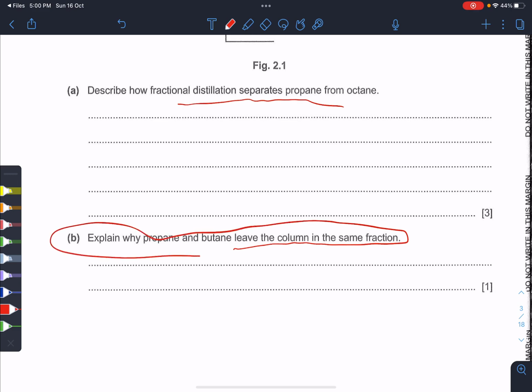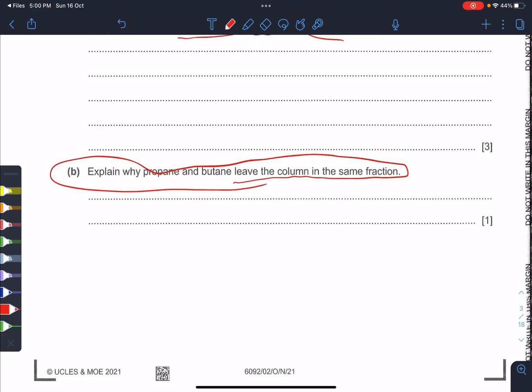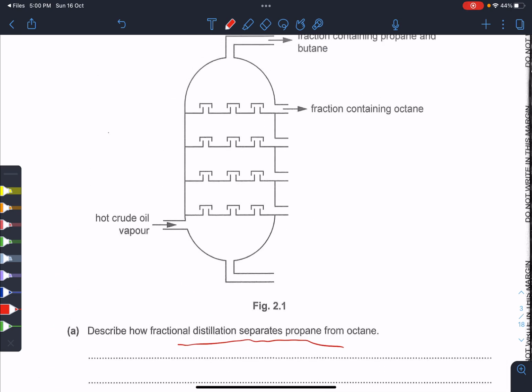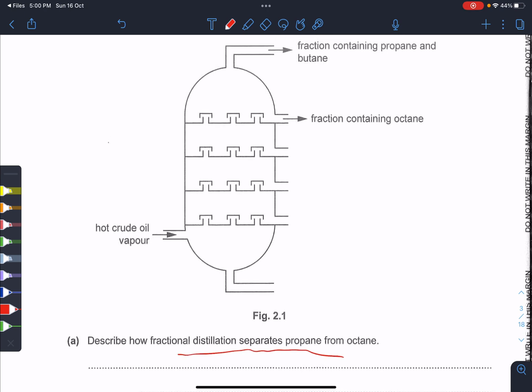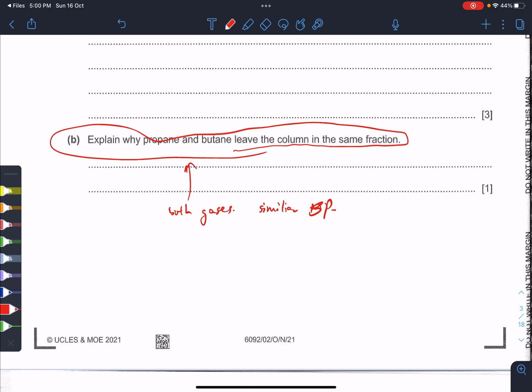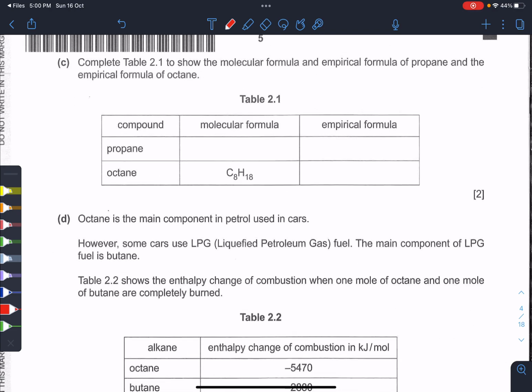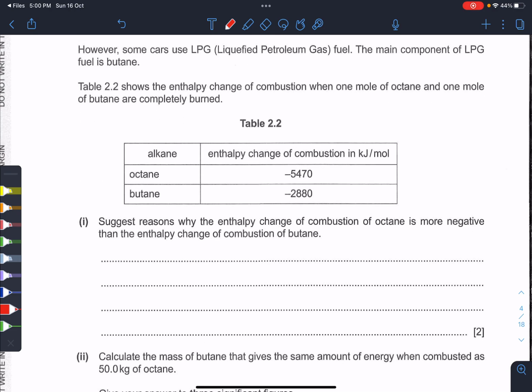Students don't do so well here, because first and foremost you need to realize that they are both gases. So what if they are both gases? They are both gases and they have relatively similar, not the same, but similar boiling points. So if they are both gases with similar boiling points, they will more likely come out in the same fraction. Next, this is not an issue.